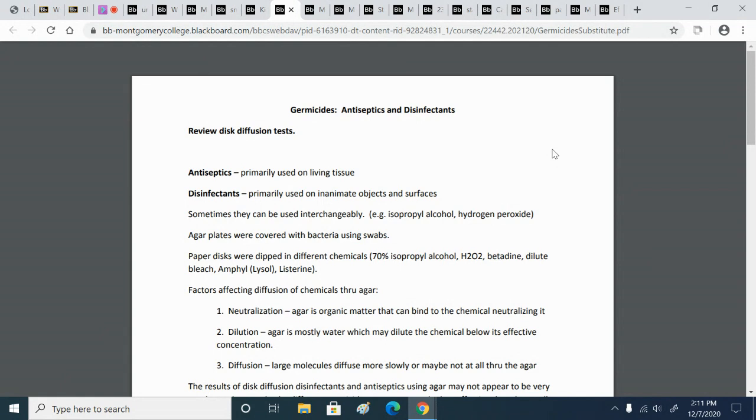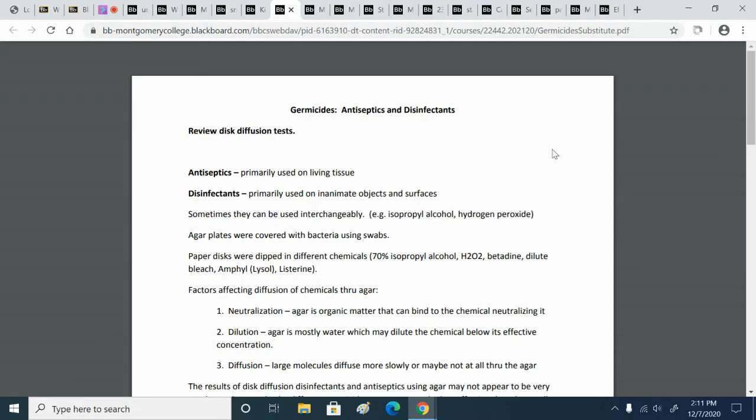Now, the chemicals that we used were isopropyl alcohol, 70%, so rubbing alcohol, hydrogen peroxide, betadine, bleach, Amphyl, which is like Lysol, and Listerine. All of those chemicals should have been very effective at killing bacteria, but the results on the agar plates were not very good for many of these.